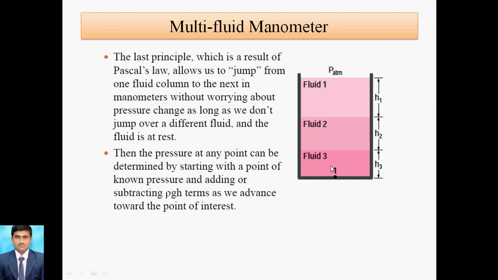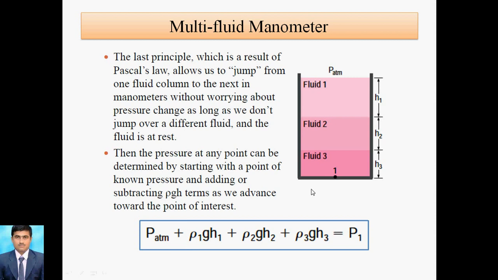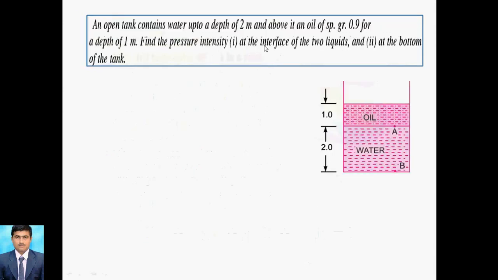If you require the pressure at point 1, we can write the equation like this: P atm plus rho 1 g1 h1 plus rho 2 g2 h2 plus rho 3 g3 h3 is equal to P1. So this is the relation for the manometer tube. Now we go for an example.